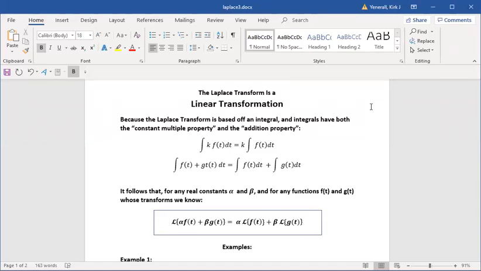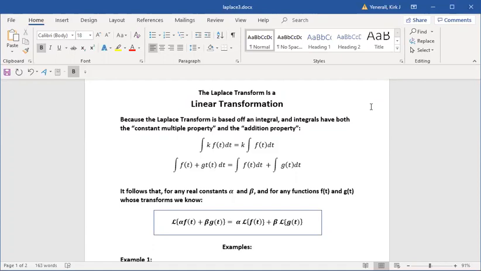Now that we have the definition of the Laplace transform under our belt a bit, we're going to take a look in this video at a very important property of the Laplace transform. And that is that the Laplace transform is what we refer to as a linear transformation. Now, what do we mean by that?